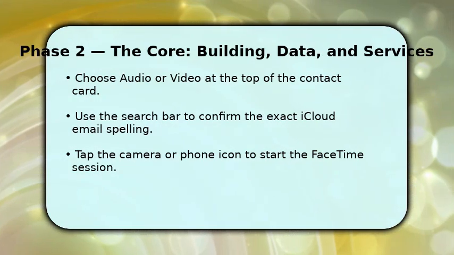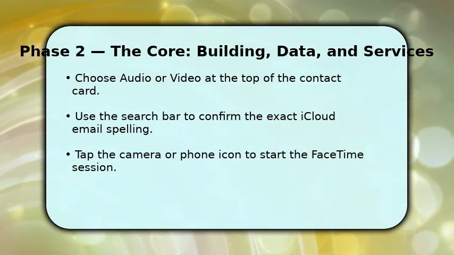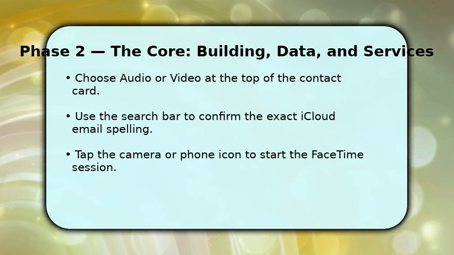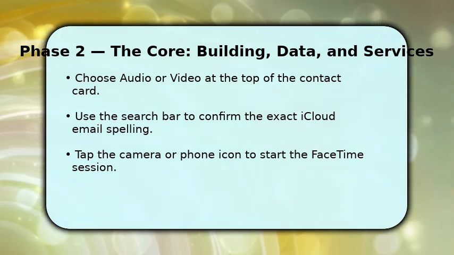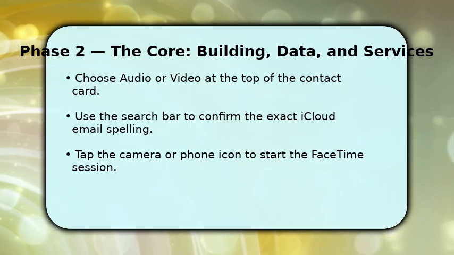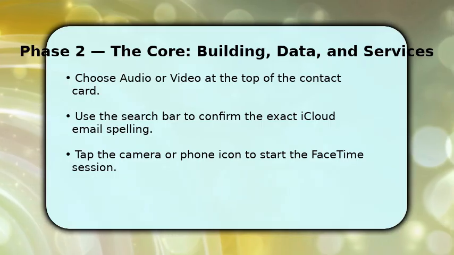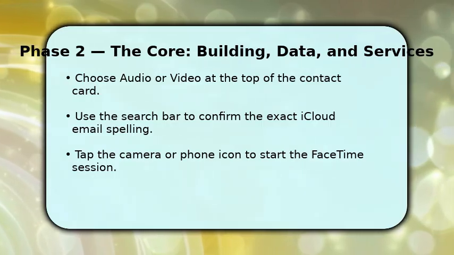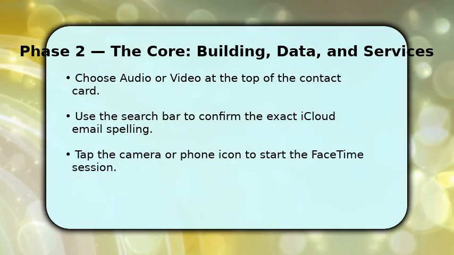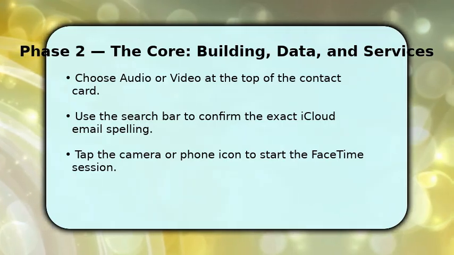Now you'll select whether this is a video or audio call. Tap the camera icon for video or the phone icon for audio. Make sure the iCloud email is spelled exactly as it appears in the other person's Apple ID because FaceTime matches addresses precisely. If they have multiple addresses, confirm which one they use for FaceTime.